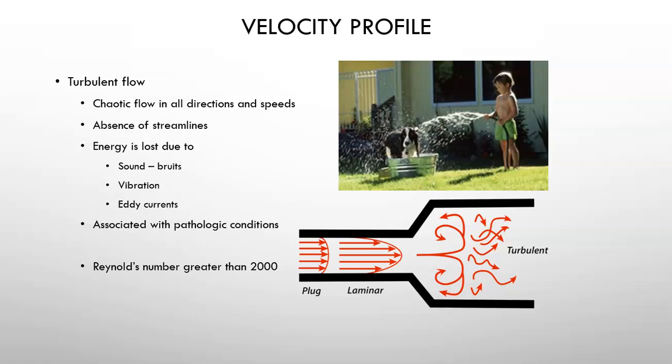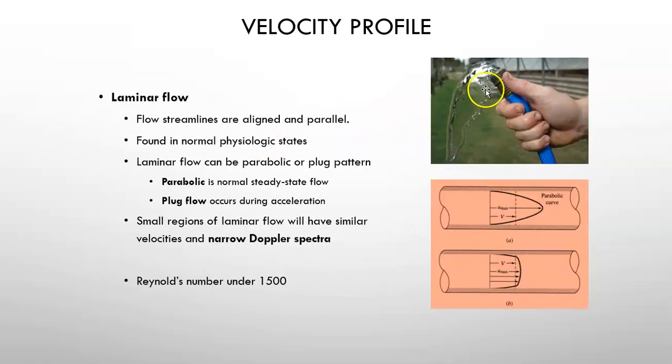So turbulent flow is when we have chaotic flow in all directions and speeds. There are no streamlines in turbulent flow. And I want to go back to this previous picture here. You can actually see the streamlines in the water as it's coming out of this hose. If you look real carefully, you can see streamlines in that. That is definitely laminar flow.